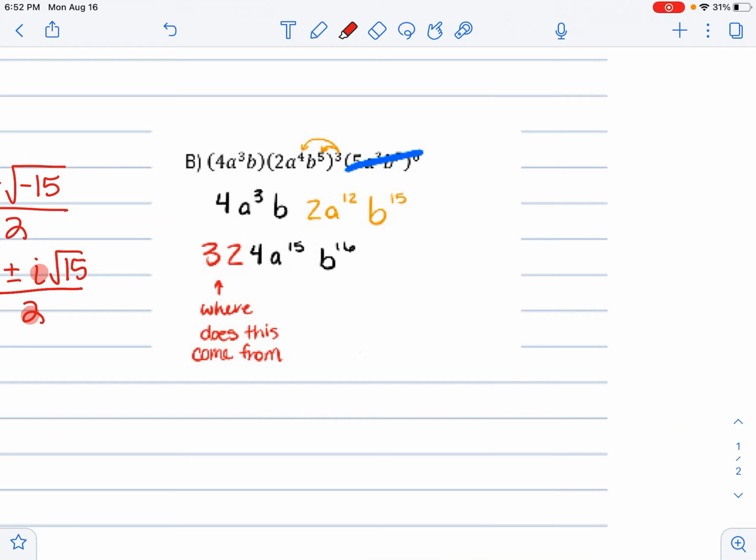All right, this one, where does 32 come from? 2 cubed is not 2, right? So notice you have arrows pointing to this and this, but what about this guy? 2 cubed is 8. And then 4 times 8 is 32.